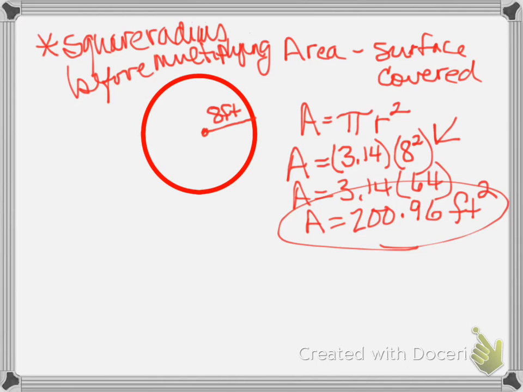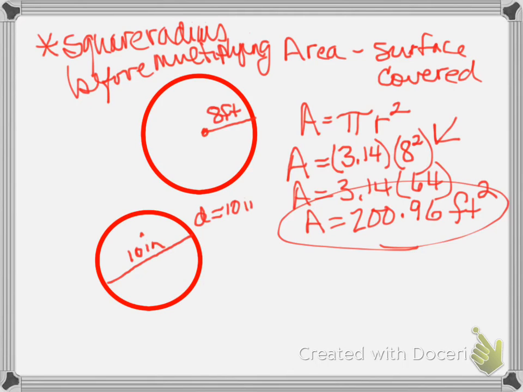I'm going to do one more. I'm not going to erase it. I'm going to do one more. This time I'm going to give you this, and they want us to find the area. What measurement was given to us? The diameter, 10 inches diameter. So it says the diameter is 10 inches, but we need the radius. And again, what's the radius? Divide by 2, so 5 inches.